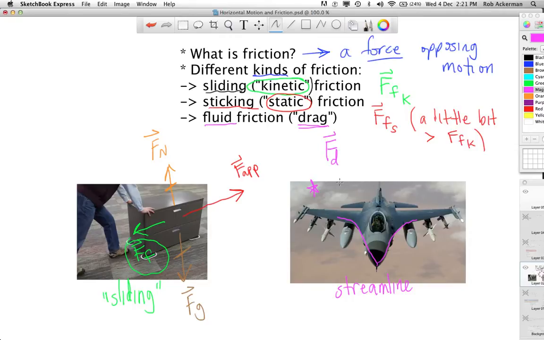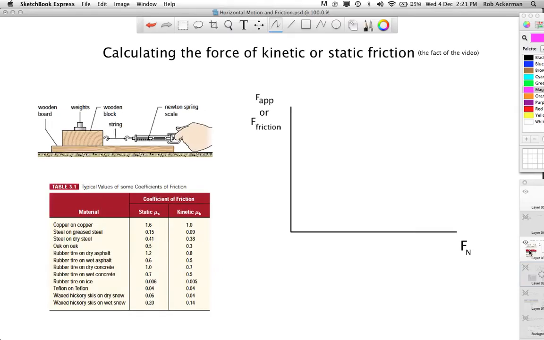It's a very complex branch of physics to study drag forces, and if you're interested, you should start by maybe checking out the Wikipedia page on it, which is not bad. It'll get you a start on what are the formulas and factors involved in predicting the amount of drag. However, we aren't really going to talk too much about fluid friction. We're going to talk about these two over here, sliding and sticking, or kinetic and static friction. So let's see how we're going to do that.